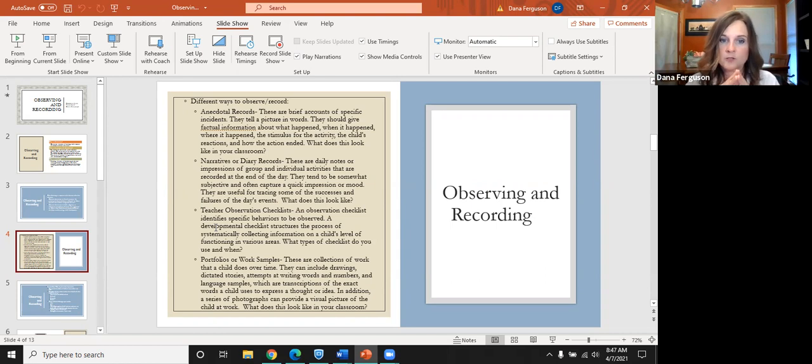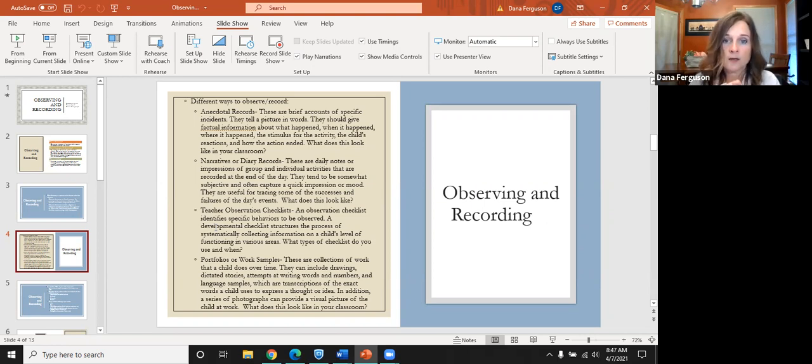And then there's portfolios or work samples. These are really great ways to show a record of what children are doing. These are collections of work that a child does over time. They can include drawings, dictated stories, attempts at writing words and numbers, and language samples, which are transcriptions of the exact words a child uses to express a thought or idea. In addition, a series of photographs can provide a visual picture of the child at work.